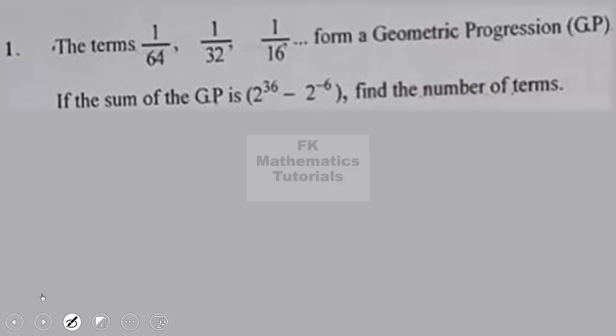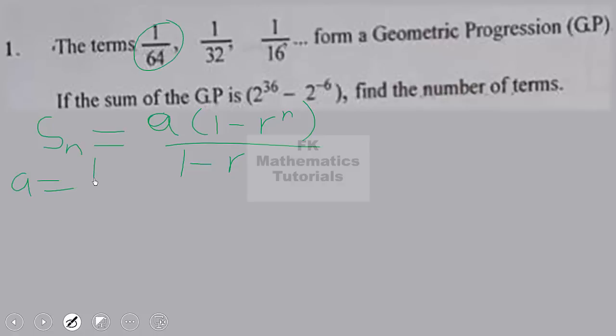So let us recall the formula for the sum of the first n terms, which is given by S sub n equals A into brackets 1 minus R exponent n all over 1 minus R, where A is the first term here, 1/64, then R is the ratio, the common ratio.